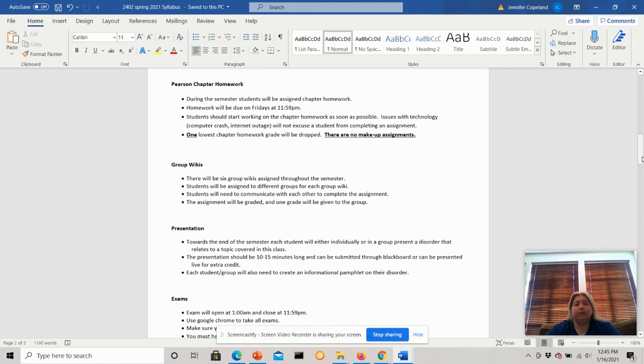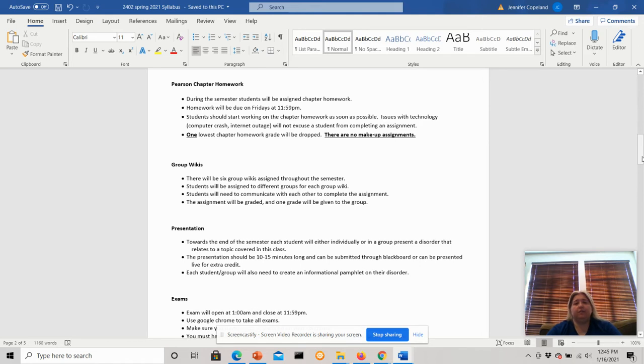There are group wikis, and that says 6. It should say 5. My bad, I'll fix that. But there are 5 group wikis, and you're going to be assigned to different groups for each of these wikis. Sorry, my dog's making noise. So each time you're going to be assigned to a different group. What you need to do is answer 5 questions, and you need to work with your group to answer all 5 questions. You're going to be graded as a group.